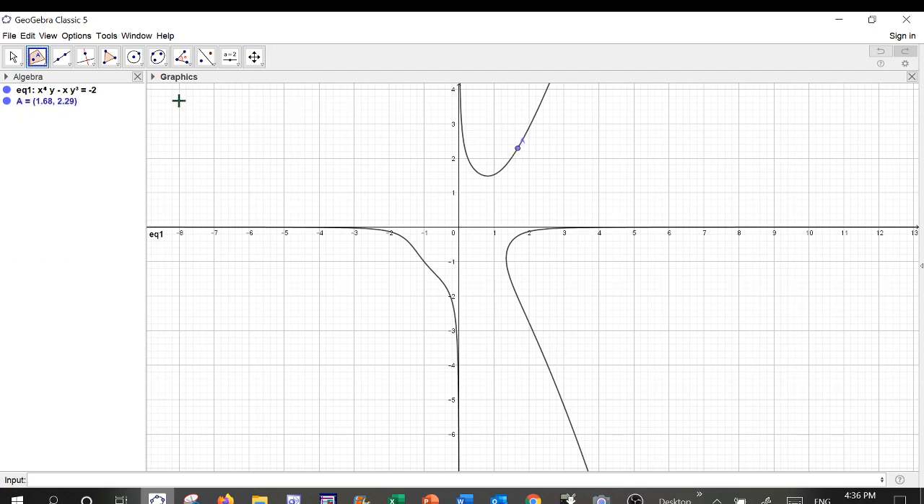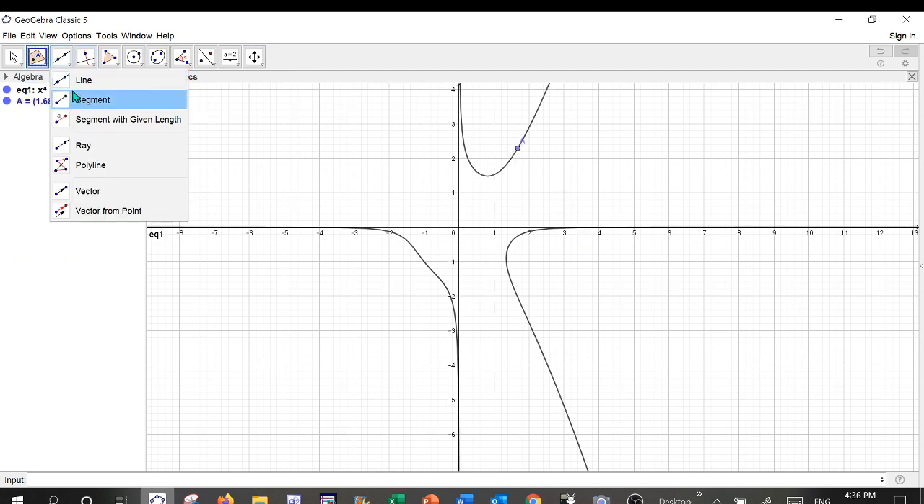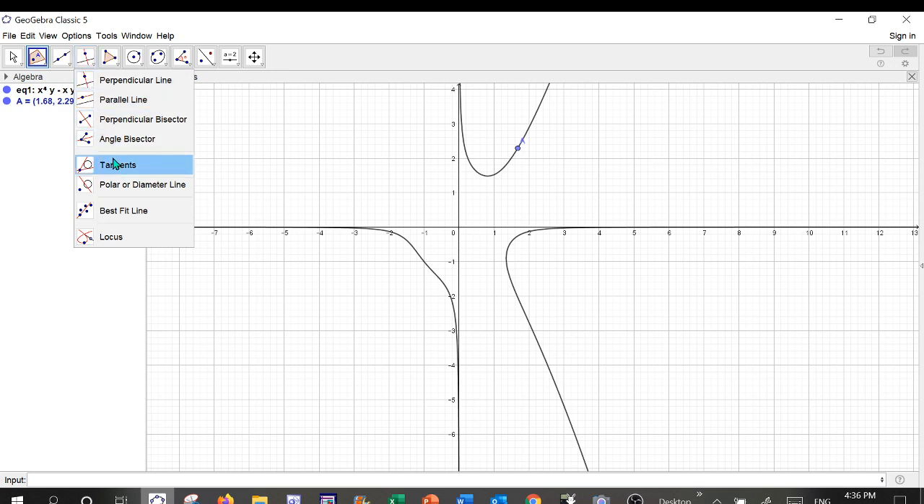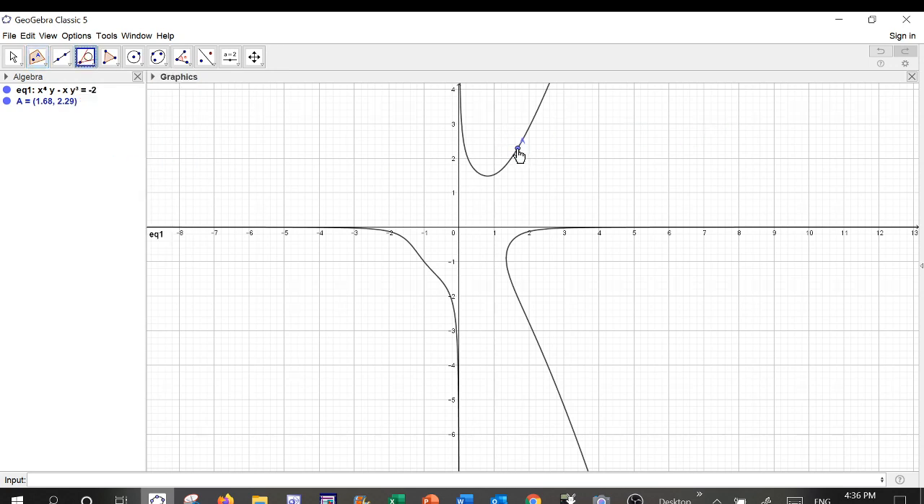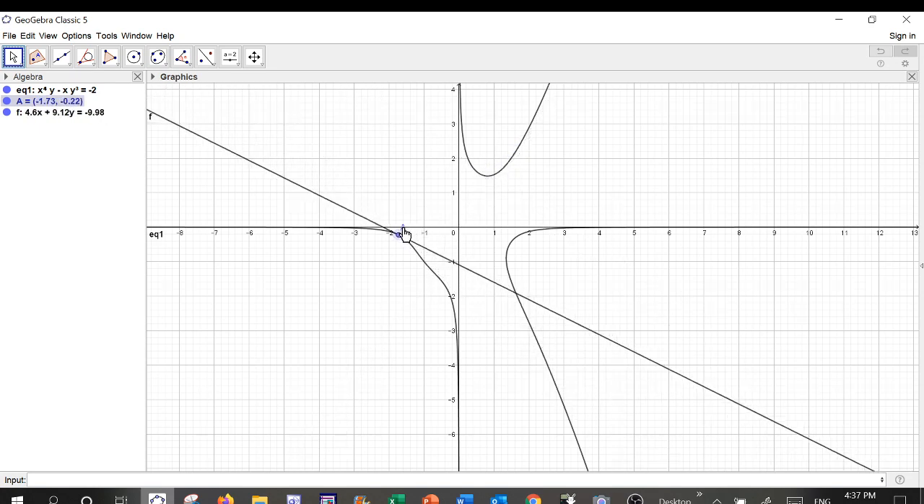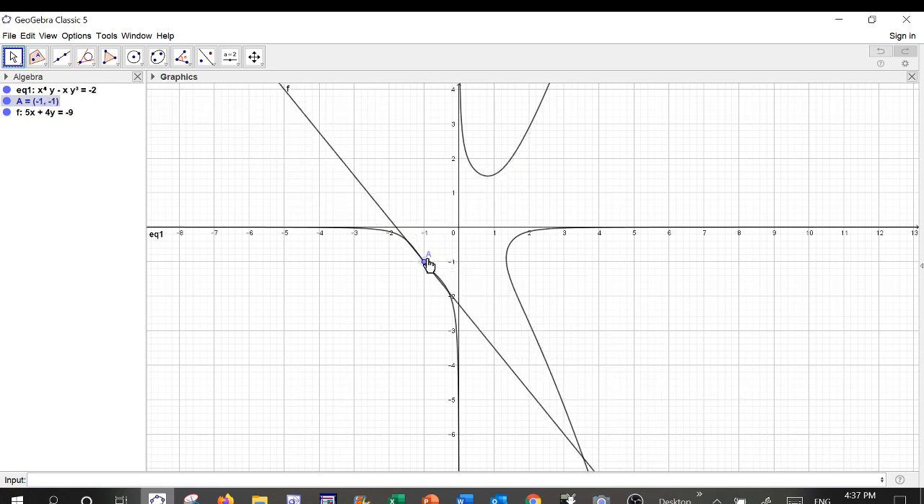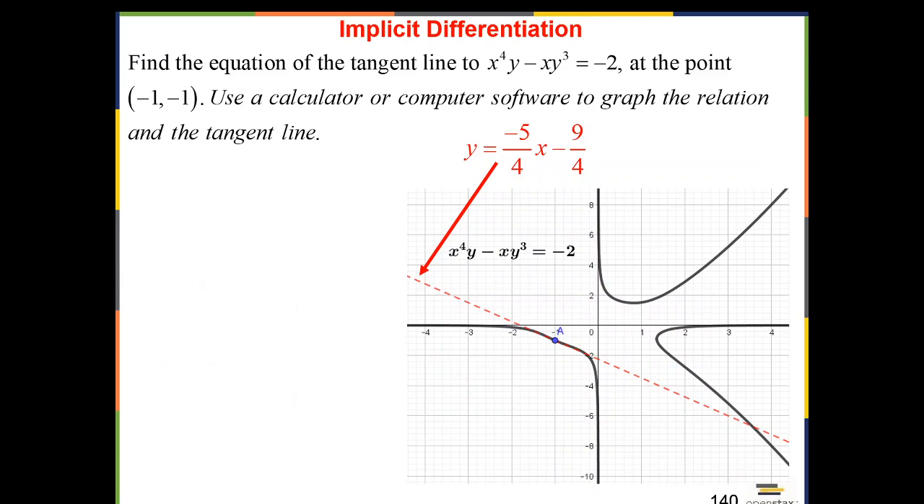Let's put it there, and then let's graph a tangent line to it. To graph a tangent line, you pick the point and you pick the object, and it graphs it, and grab the select button and move it over here. So what we want to do is this right here. Was it -1, -1? Let's see. Yeah, it was -1, -1.